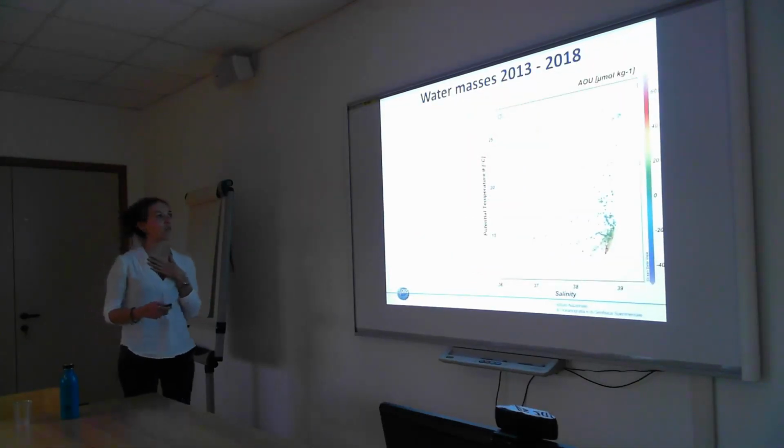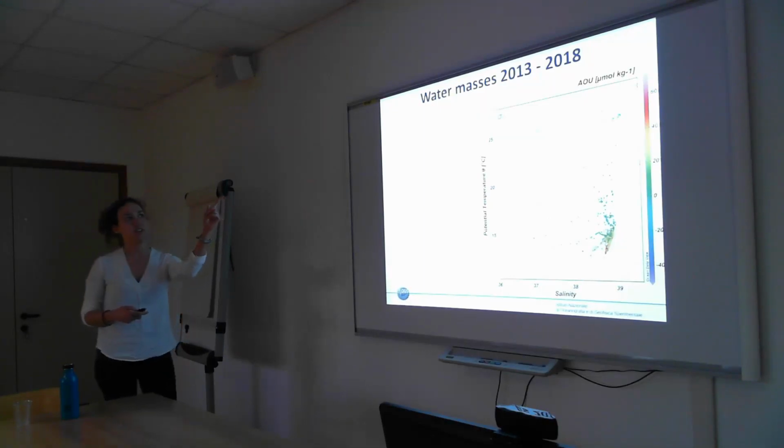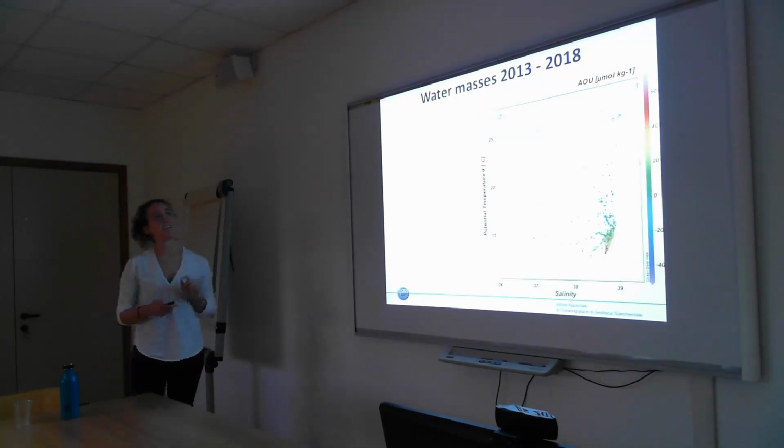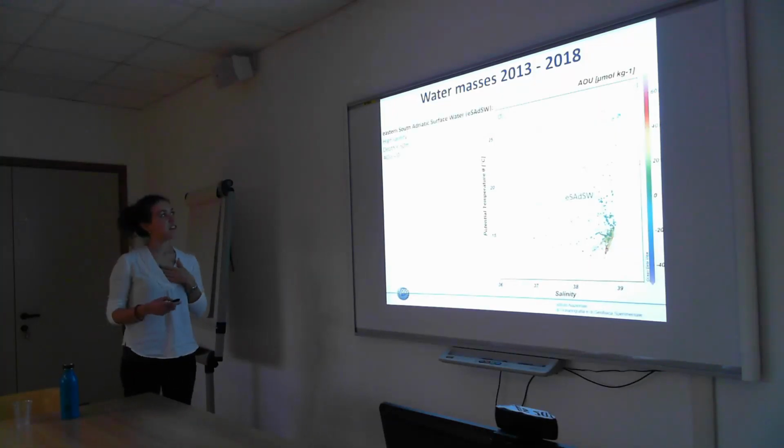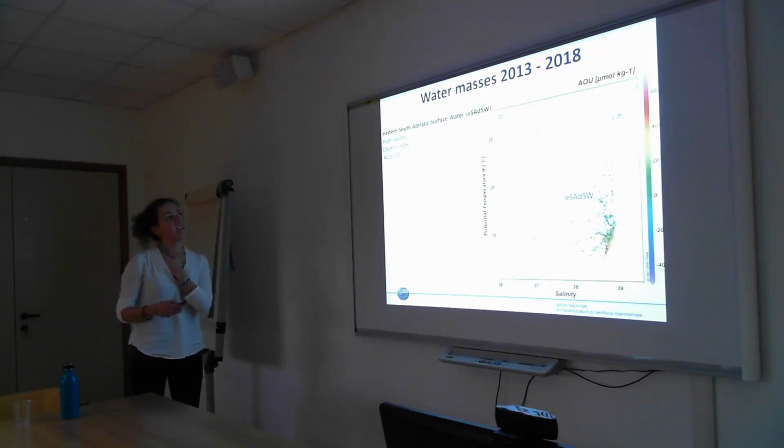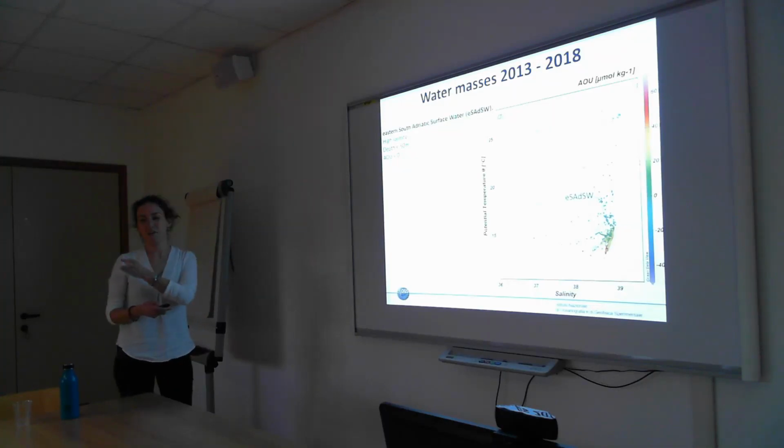Okay, then speaking of the water masses that we found, between 2013 and 2017, we recognized the eastern South Adriatic surface water that is characterized by high salinity, a depth lower than 50 meters, and an apparent oxygen utilization that is almost 0. But we didn't have a lot of data, as I said, because we don't have the entire transect for all the cruises.